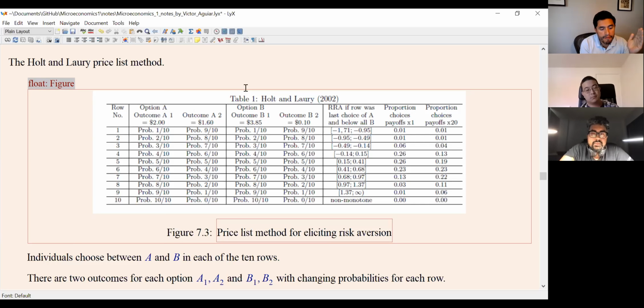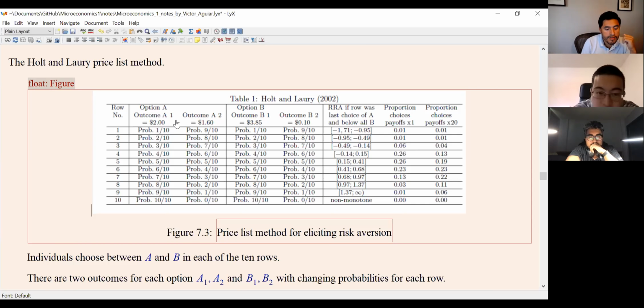Basically they provide an individual with a sequence of 10 choices. These choices are binary: either you can pick option A or you can pick option B. In each trial there is only option A or option B, so first column, second column. Now, the key is that I'm going to fix the outcomes in lottery A. There are only two monetary prizes, $2 or $1.60. And in option B, I have $3.85 and 10 cents.